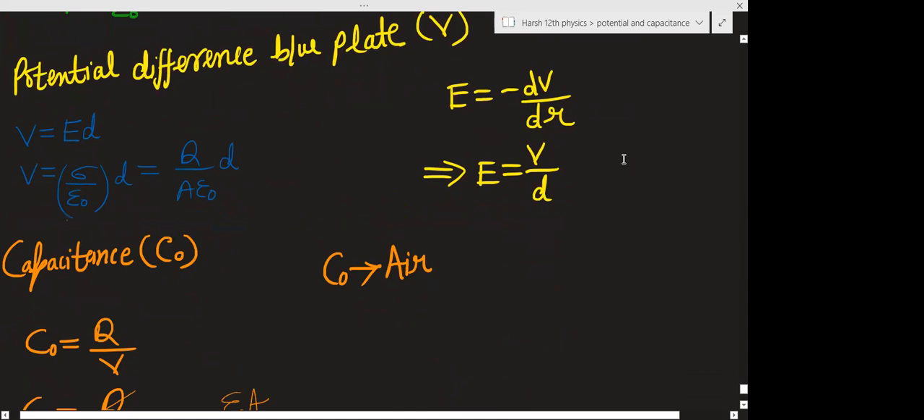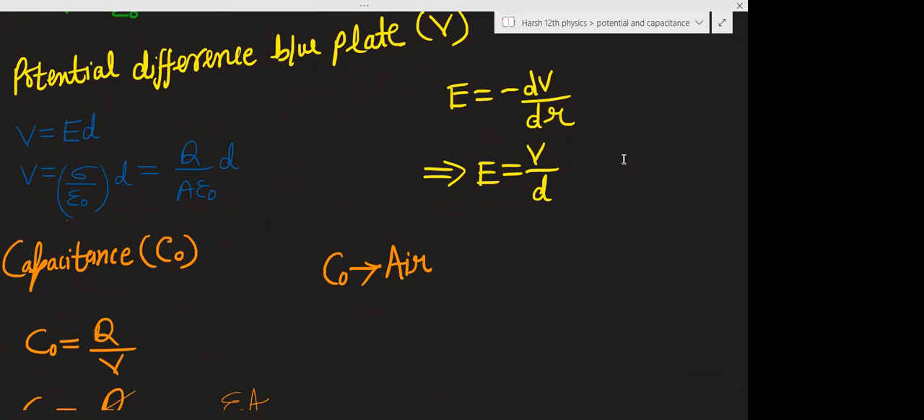So you have to do the work step by step. First, you will calculate the electric field. From that electric field, you will calculate the potential, and from that potential, you will calculate the capacitance. If derivation is asked in the examination, do it, otherwise you should learn only the formula.